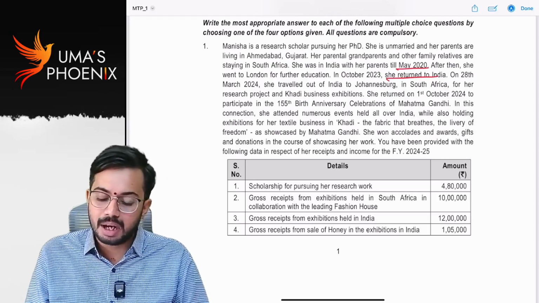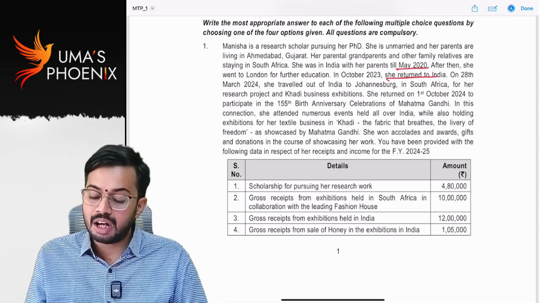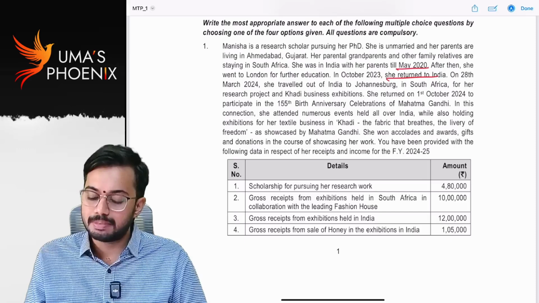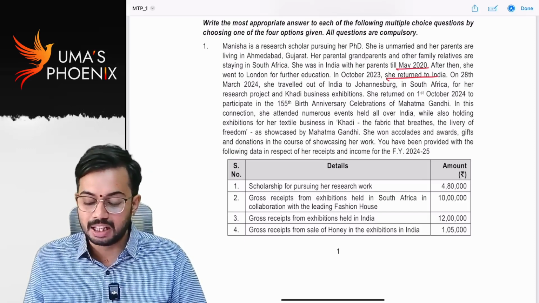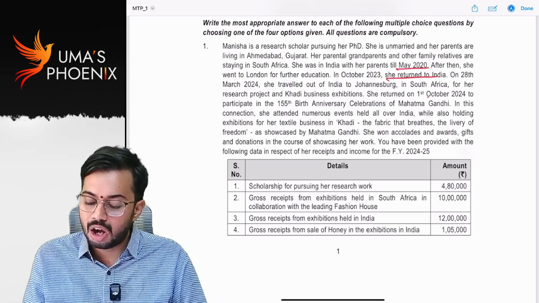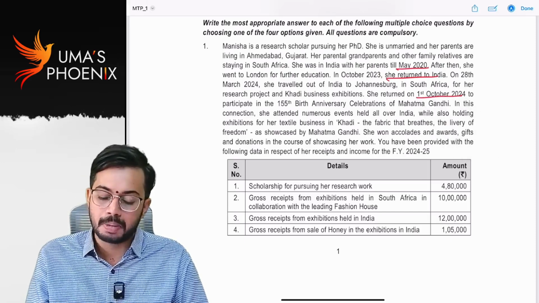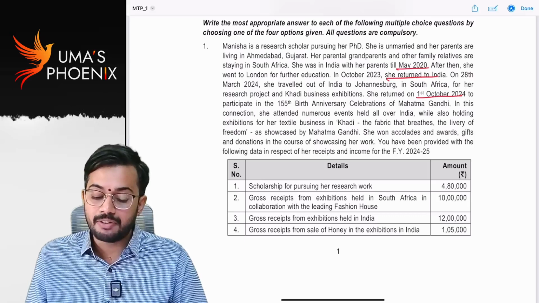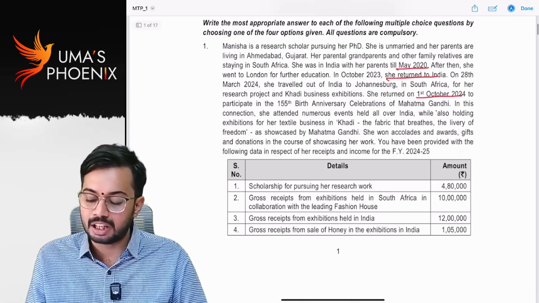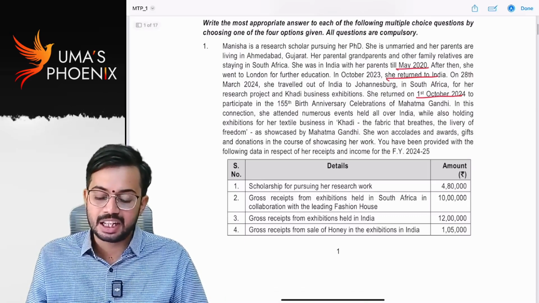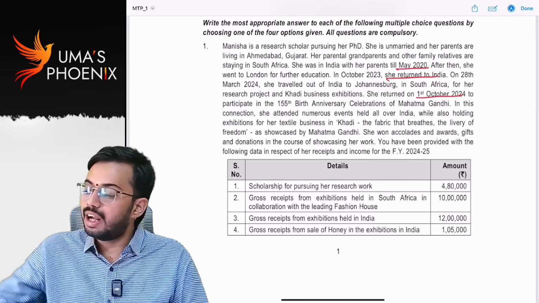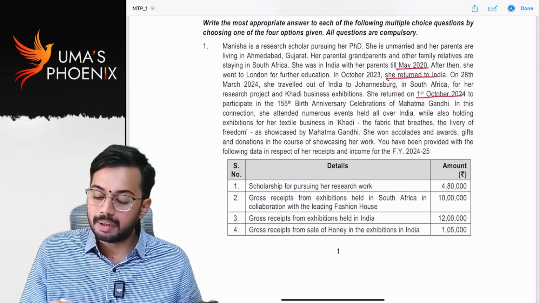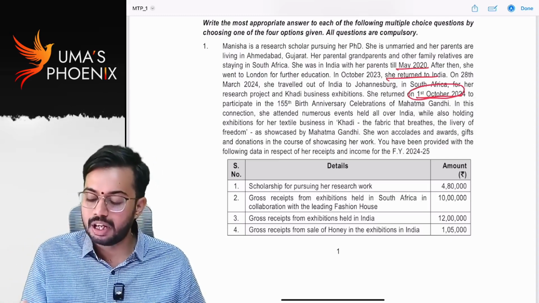On 28th March 2024, she travelled out of India to Johannesburg in South Africa for her research project and Khadi business exhibitions. She returned on 1st October 2024 to participate in the 155th birth anniversary celebrations of Mahatma Gandhi. In this connection, she attended numerous events held all over India. So she came back on 1st October 2024.